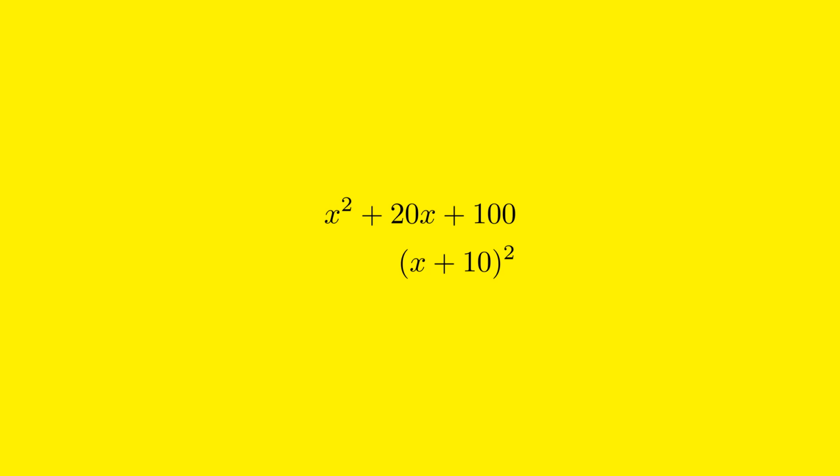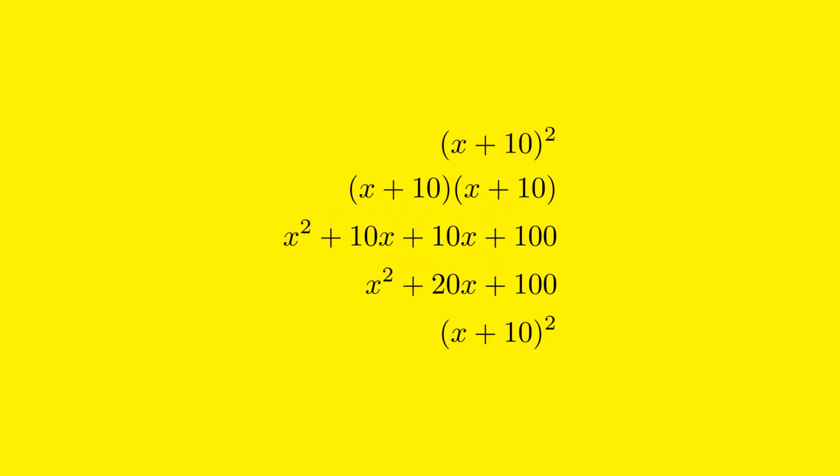In the first step, recognize that this quadratic expression looks like the expansion of x plus 10 squared. So, we rewrite the expression as x plus 10 squared. This is because when x plus 10 is multiplied by itself, it expands back to x squared plus 20x plus 100. Hence, the given quadratic expression, x squared plus 20x plus 100, is rewritten as x plus 10 squared.